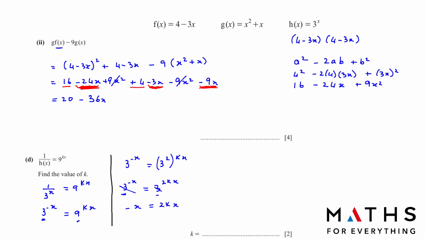We want to find the value of k. So we shift the 2x to the other side. We'll get negative x divided by 2x is equal to k. The x will get cancelled, leaving us with negative 1 over 2. So k is negative 1 over 2. If there is no number here, it means there is 1. That's how we got negative 1 over 2.